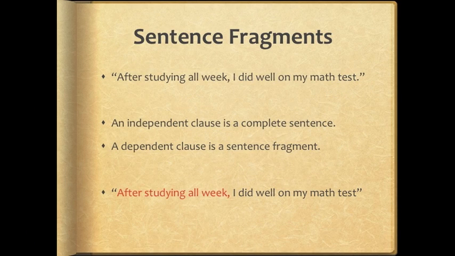Here is a complete sentence containing an independent and a dependent clause. After studying all week, I did well on my math test. An independent clause is a complete sentence and can stand on its own. A dependent clause is a sentence fragment and must be added to an independent clause. Look at the sentence again. The part of the sentence that is black is the independent clause. The part that is red is the dependent clause.